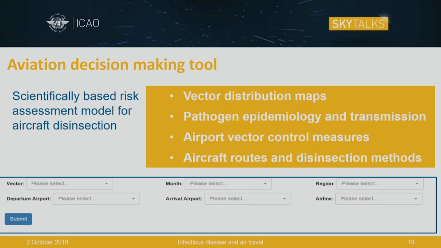And this is the thing we're working on at the moment, our aviation decision-making tool, where we look at the spread of the pathogens, we look at the spread of the vectors, we look at the aircraft routes, the type of traffic, the amount of traffic, and then the destination country can decide whether they need to implement more measures or fewer measures to try and prevent the transmission of disease. And that is the last slide, and I have 10 seconds to go.